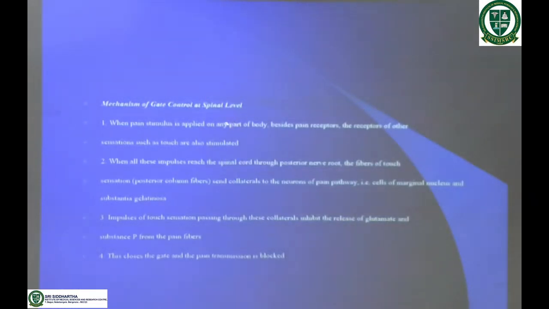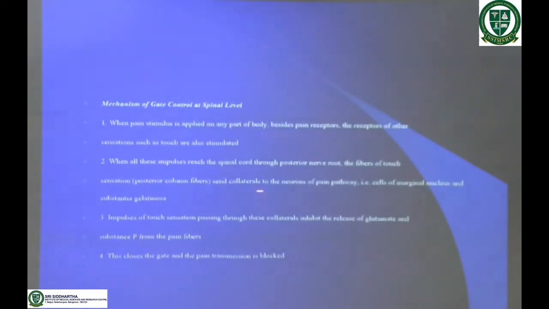So, this is the gate control at the spinal level. When the pain stimulus is applied on any part of the body, besides the pain receptor, the receptors of other sensations such as touch are also stimulated. When all these impulses reach the spinal cord through a posterior nerve root, the fibers of the touch sensation, the posterior column fibers, are the ones which carry the touch, right?